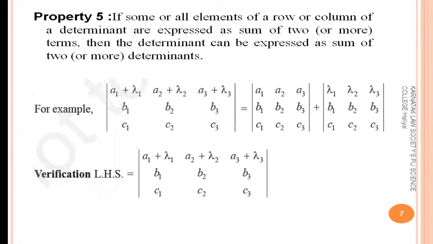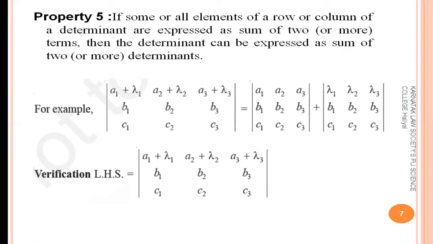Now property 5. If some or all the elements of a row or column of a determinant are expressed as sum of two or more terms, then the determinant can be expressed as sum of two or more determinants. Here, what they have said is, if some or all elements of a row or column of a determinant are expressed as sum of two terms, here A1 plus lambda 1, A2 plus lambda 2, A3 plus lambda 3, here they express the sum of two numbers. Suppose in this way the determinant is given, then it can be expressed as sum of two determinants.